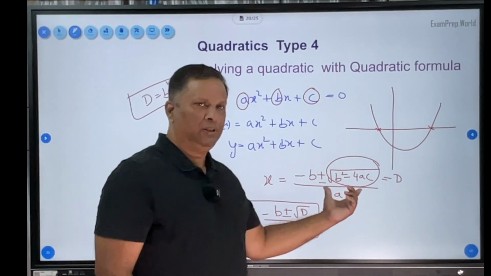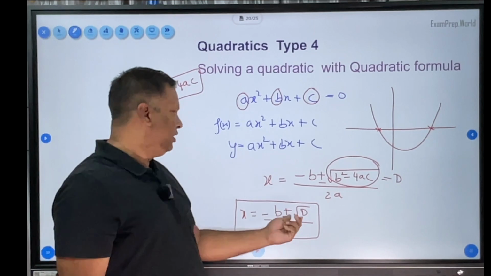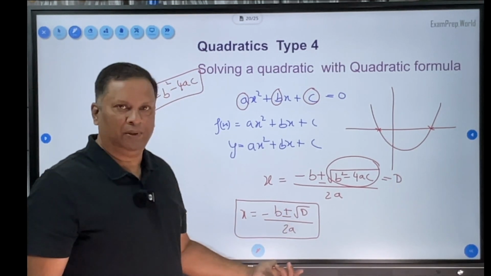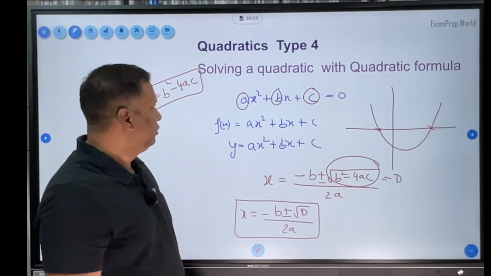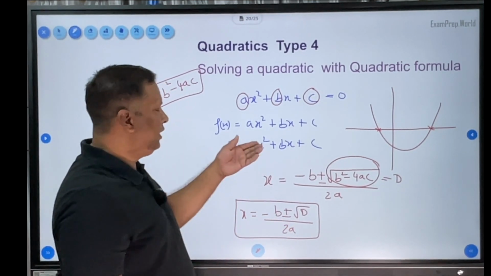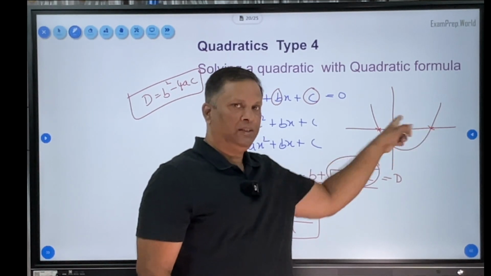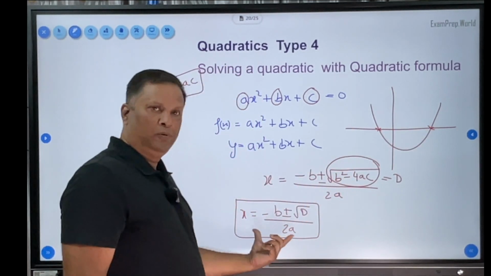This is easy to remember. If you try to remember the whole thing, it is very difficult. Separately remember d as b square minus 4ac and use it here. It is very simple. Okay. So now we know the formula, we know our task. We are trying to find the values of x-intercepts using the quadratic formula.